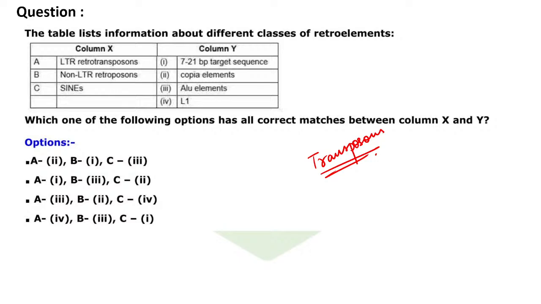The table lists the different classes of retroelements. Which of the following correctly matches column X and column Y? You have LTRs, non-LTRs, SINEs.